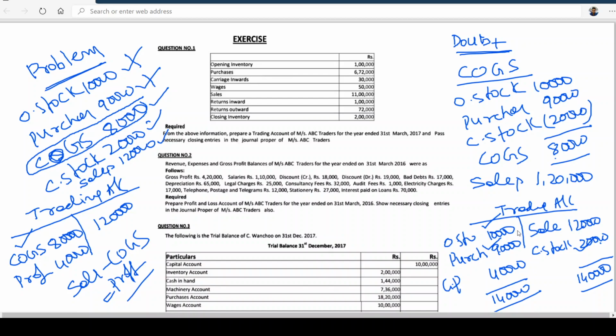If somebody is going to ask you a question, you should always prepare yourself as if somebody is going to ask you a question. You should say why we are not taking closing stock: because closing stock has already been deducted from opening stock plus purchases. Then you are going to get which one? Cost of goods sold, or it is also called adjusted purchases. Is this clear? The doubt that has been raised, I think, is being clarified.